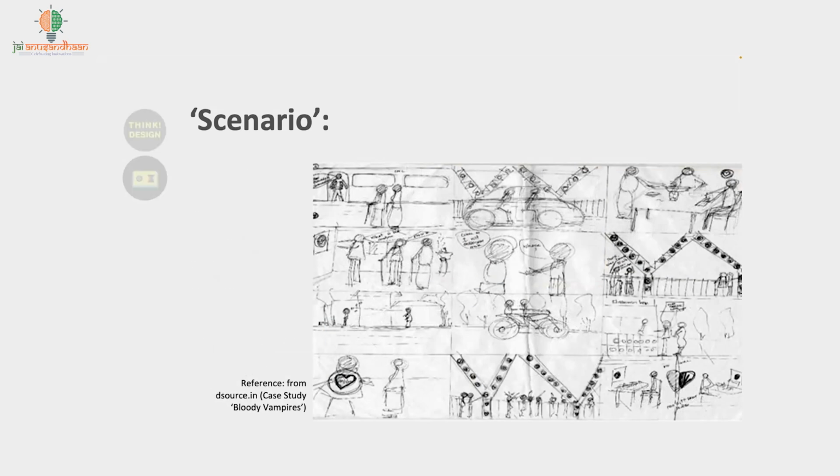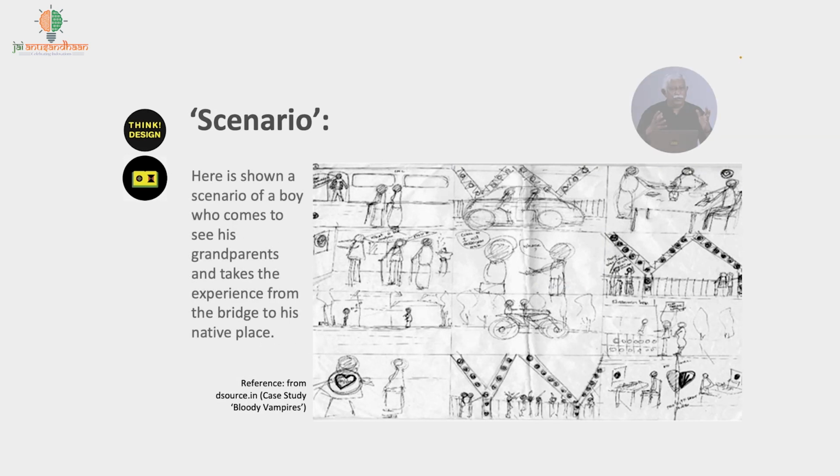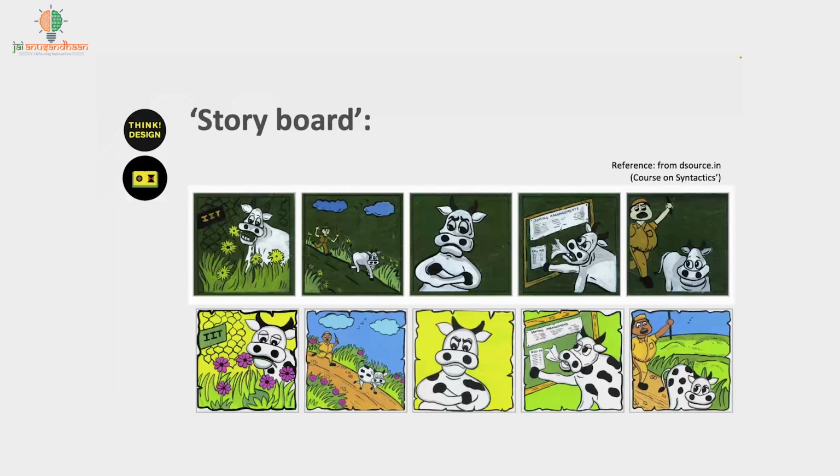Here you can see another scenario, of a boy who comes to see his grandparents, and he gets inspired by the bridge when he comes there, and that becomes an inspiration to do something else for the elderly. So that's the scenario. That's an inspiration which has been shown here. Of course, you can make storyboards out of it.